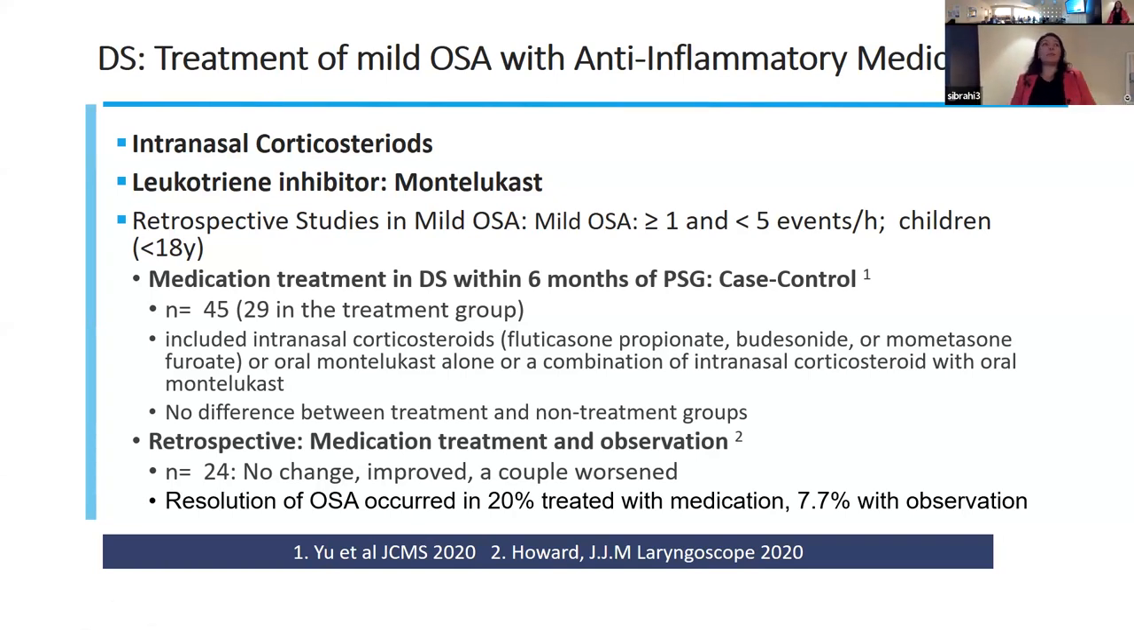And so in that person with very bad inferior turbinate hypertrophy, a very inflamed airway, with mild obstructive sleep apnea, we're not going to pop on CPAP. We may not do some other things, might be aggressive, but we could offer something here. And resolution of sleep apnea occurred in 20% of children. I think that's really, really interesting versus the 7% with observation.